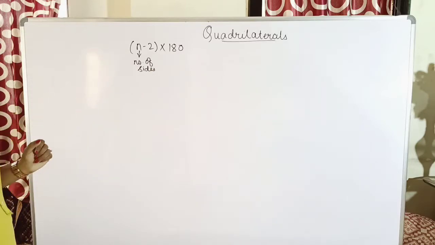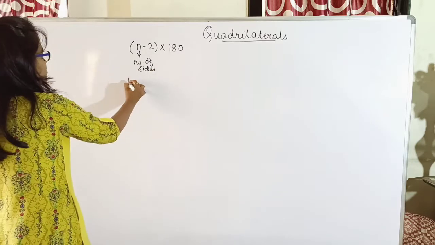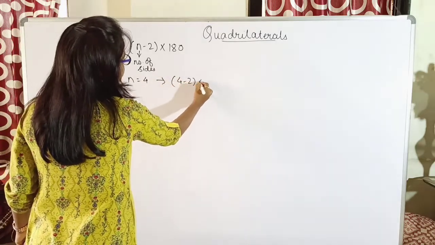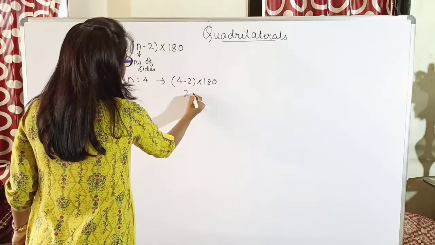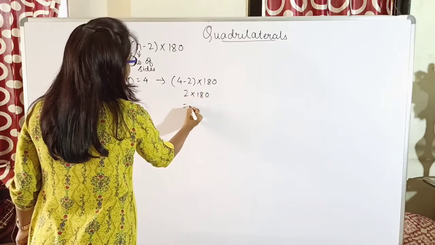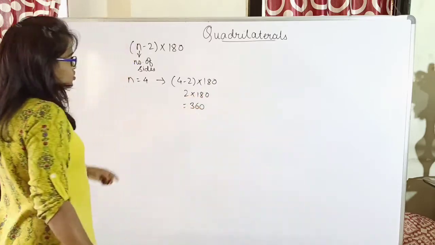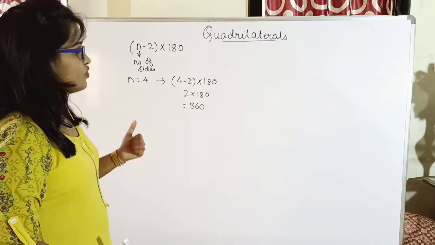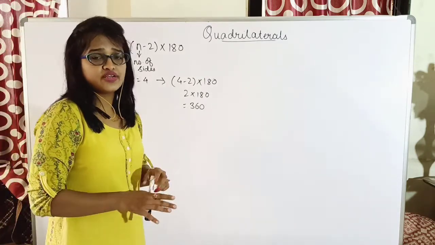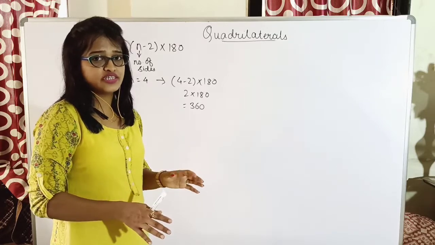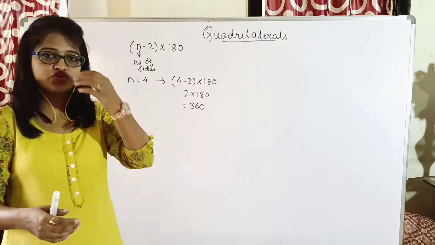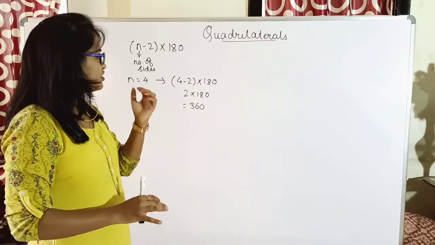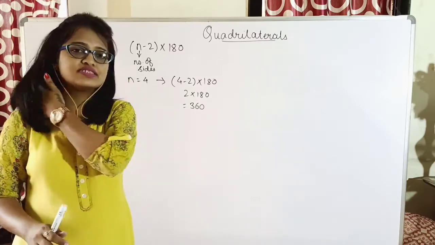Now in case of quadrilateral, what is n? n will be 4. It means 4 minus 2 into 180, which gives me 2 into 180, and that is nothing but 360. Okay, so from this formula we know that the sum of the interior angles of a quadrilateral is 360. Now that quadrilateral could be of any shape, it's not necessary that it should be a parallelogram or rectangle or square. Okay, so it's just a quadrilateral. So for any type of quadrilateral, the sum of the interior angles is 360.